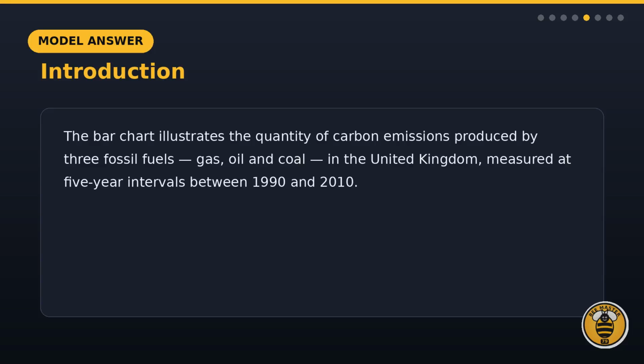The introduction. The bar chart illustrates the quantity of carbon emissions produced by 3 fossil fuels, gas, oil and coal, in the United Kingdom, measured at 5-year intervals between 1990 and 2010.